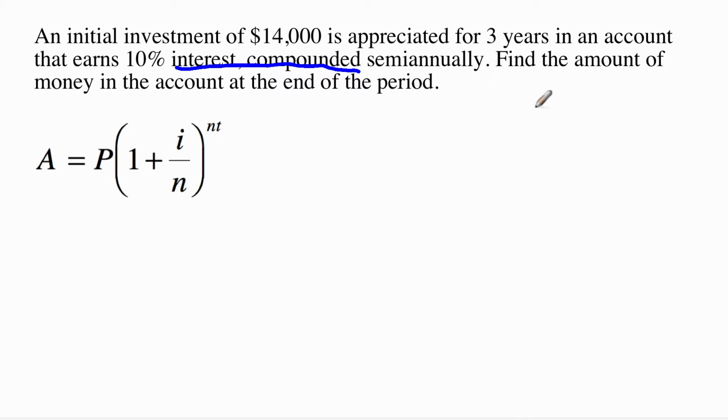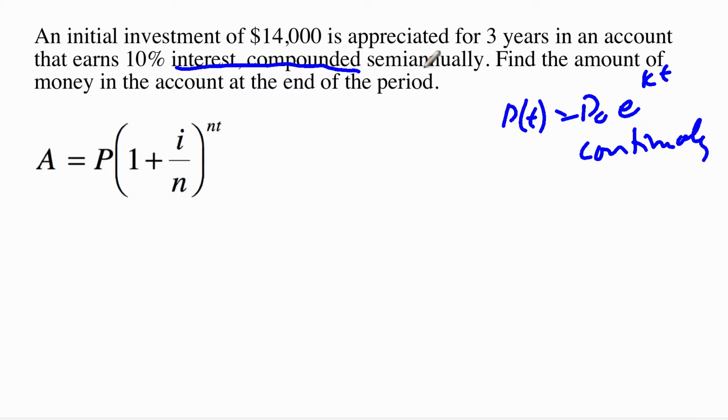What is it? P of t equals P0 e to the kt. You can use that one only if it's compounded continually. But if it's compounded semi-annually, annually, quarterly, whatever, anything other than continually, you want to use this formula.